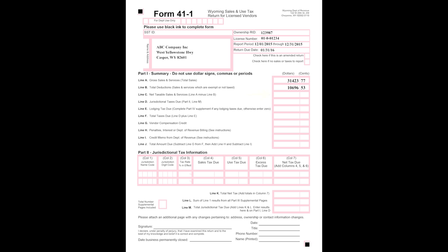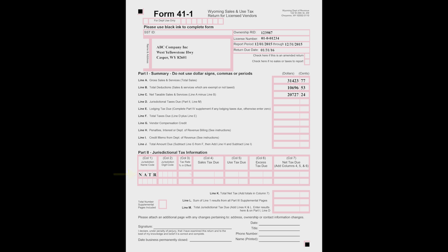After you subtract line B from line A, you will enter the total into line C. This is your total sales that are considered taxable in the state of Wyoming. Keep in mind that some businesses may never have any exempt sales, so they would just enter the total sales from line A into line C. At this point, you will drop down to Part 2 and complete this section before returning to line D.